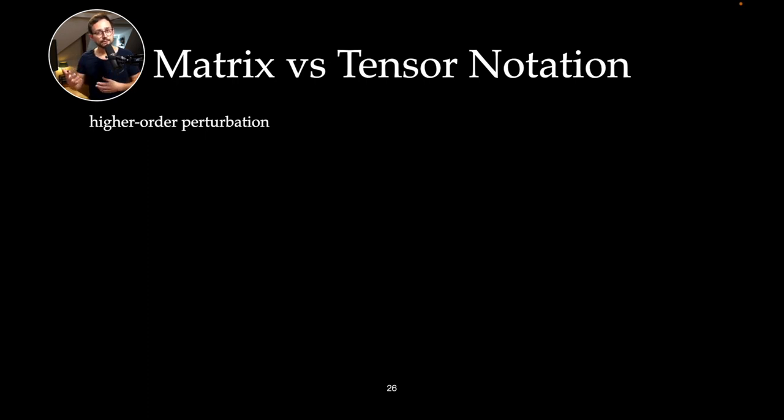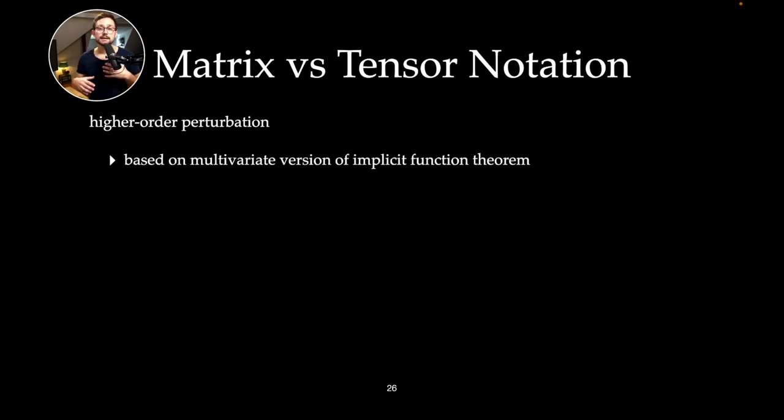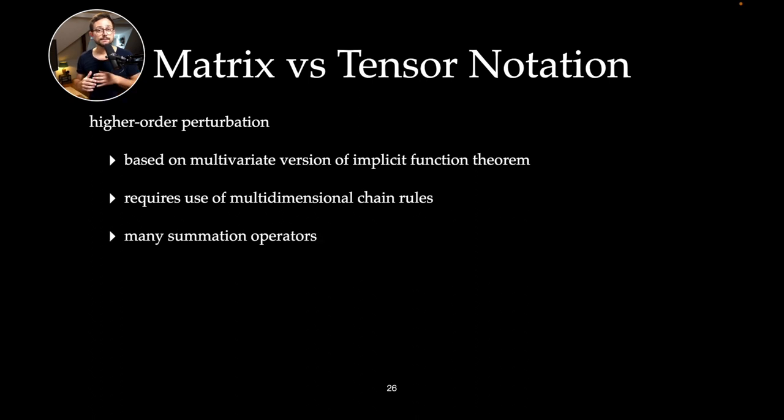Well, with higher order perturbations, we have to use some way or some multivariate version of the implicit function theorem. And this requires us, again, implicit function theorem, to make use of multidimensional chain rules. And writing those down on paper, but also providing computer code that does this, is a bit tedious and requires you to make use of good notation for that. The major problem is we have many summation operations, okay, and I need a good way to write this down.